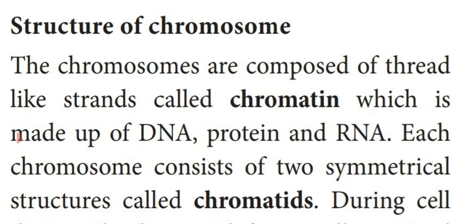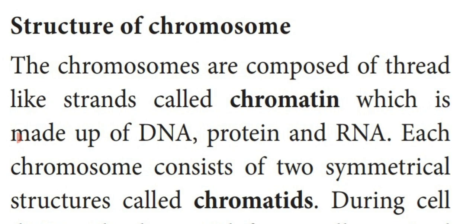Chromatin is a net-like structure which is condensed, that means shortened, and forms a structure called a chromosome, isn't it? So that's why it is given here. A chromosome is composed of a thread-like structure called chromatin, which is made up of DNA, protein and RNA.